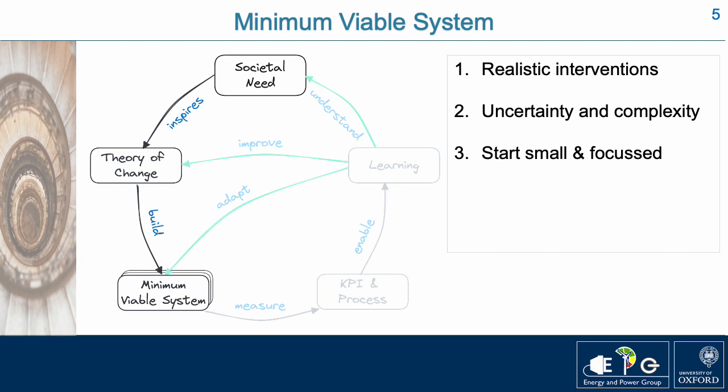At the early stages of the iterative process, several small and isolated MVSs may be run, each testing an aspect of the hypothesis. This approach ensures that the core functionalities are tested and validated before expanding the complexity and the scope.